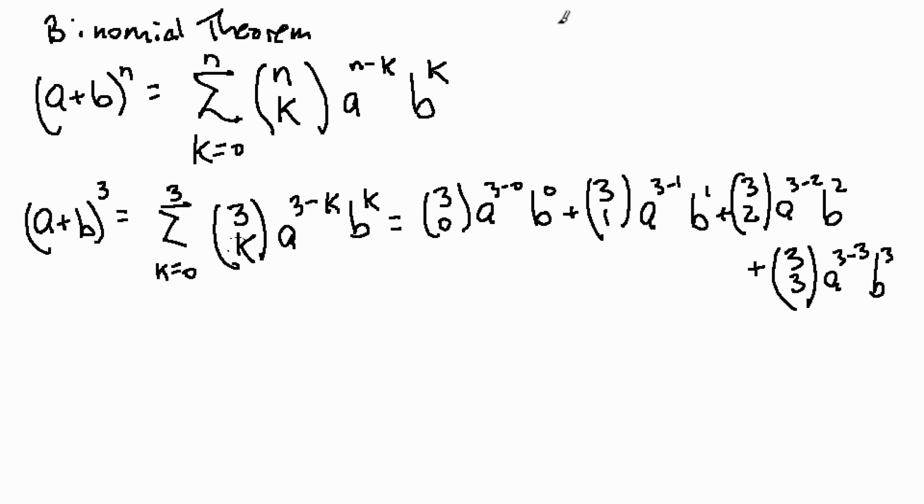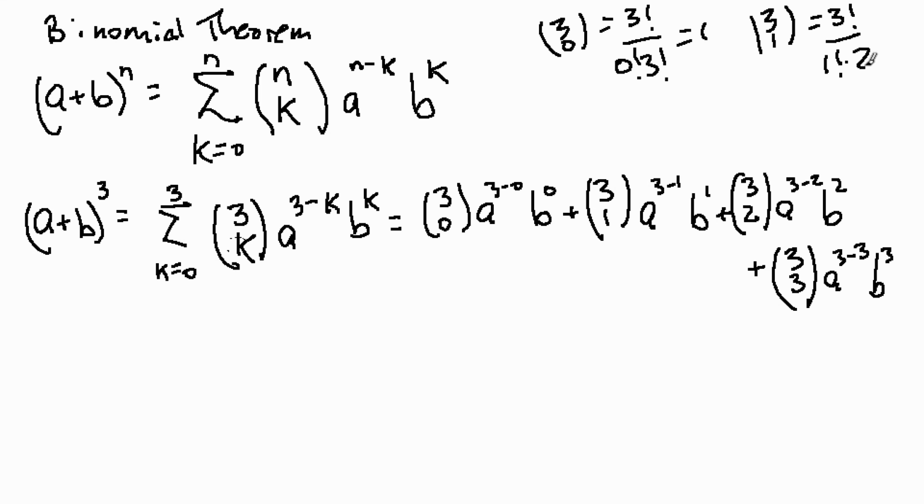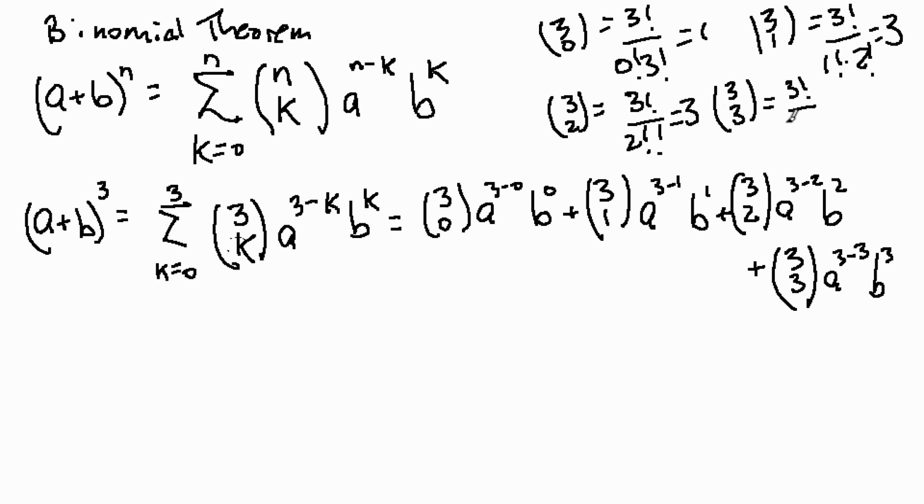Well, let's figure these things out. 3 choose 0 is just equal to 3 factorial over 0 factorial times 3 factorial. Well, that's equal to 1. Okay, 3 choose 1 is 3 factorial over 1 factorial times 2 factorial. Well, that's just equal to 3. 3 choose 2. That's equal to 3 factorial over 2 factorial times 1 factorial. That's equal to 3. 3 choose 3. That's equal to 3 factorial over 3 factorial times 0 factorial. That's just equal to 1.